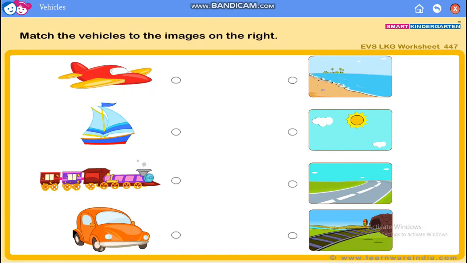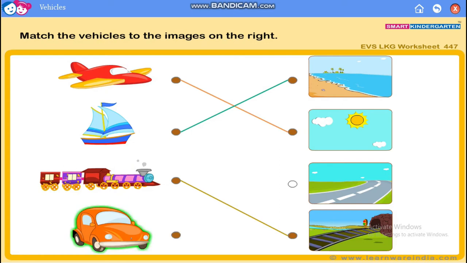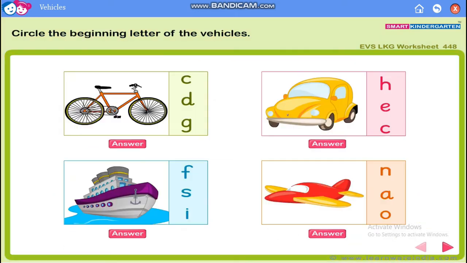Match the vehicles to the images on the right. Can you say the first picture? Aeroplane. Aeroplane? Yes. Sky. Yacht. Sea. Train. On rails. Car. Road.